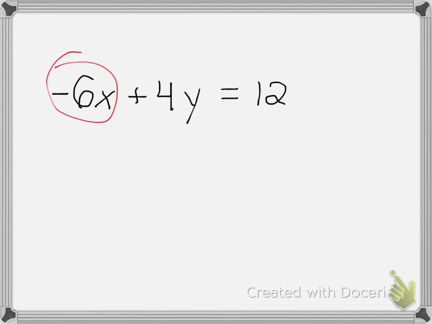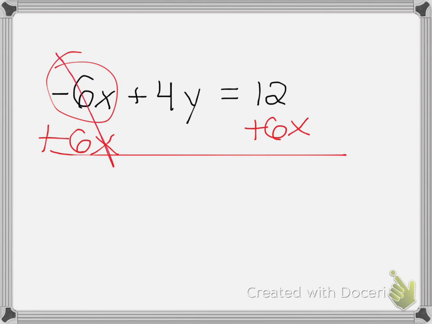It's right here. And I'm going to do the opposite of what I see. So since I see negative 6x, I'm going to be adding 6x to both sides of my equation. So I cancel that out, bring down my 4y. Now, of course, I cannot add 12 and 6x to each other because they're not like terms. So I'll just write it out and I'll put 6x first.